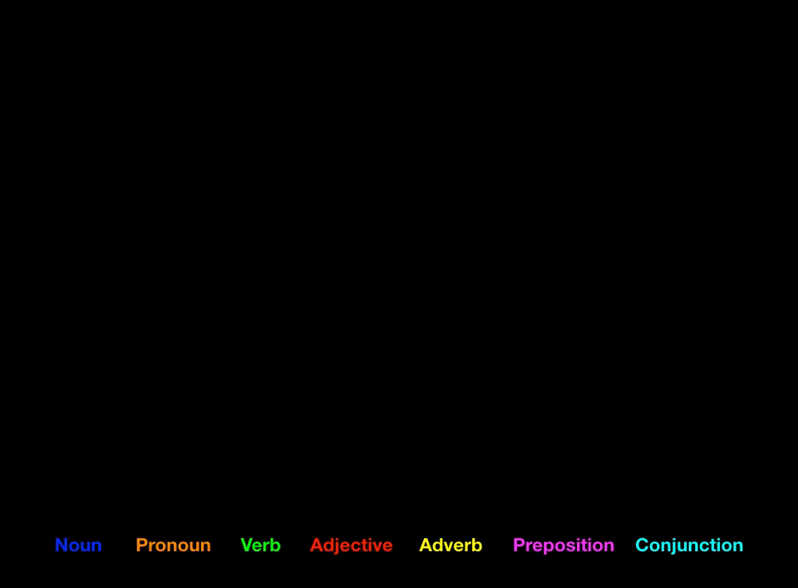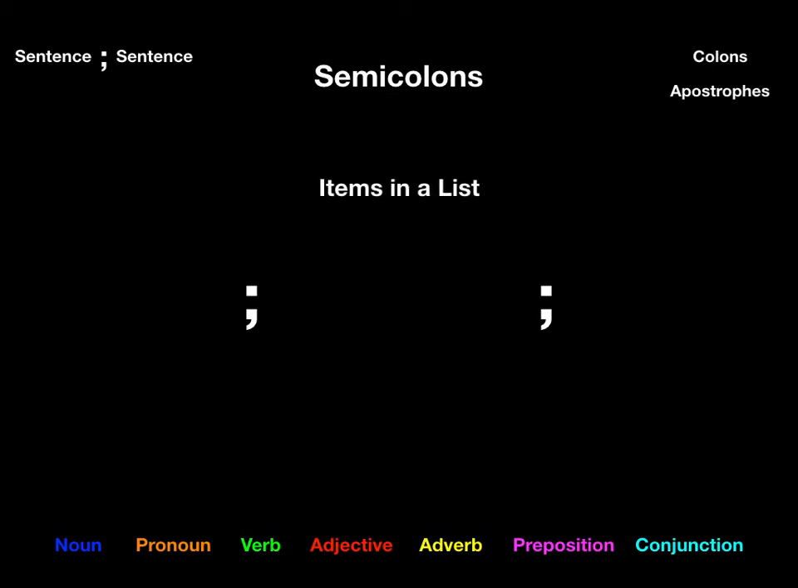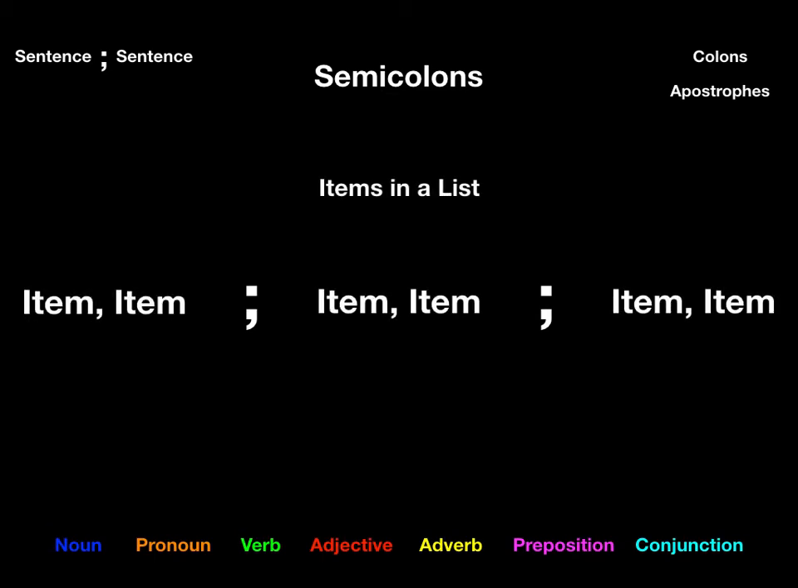Within this lecture, we're going to be examining semicolons, colons, and apostrophes. Let's begin by examining semicolons. There are two times when we will use semicolons within our sentence. The first instance is when we are separating two complete sentences. In addition to separating two complete sentences, semicolons are also used to separate items in a list that already possess commas within those items.